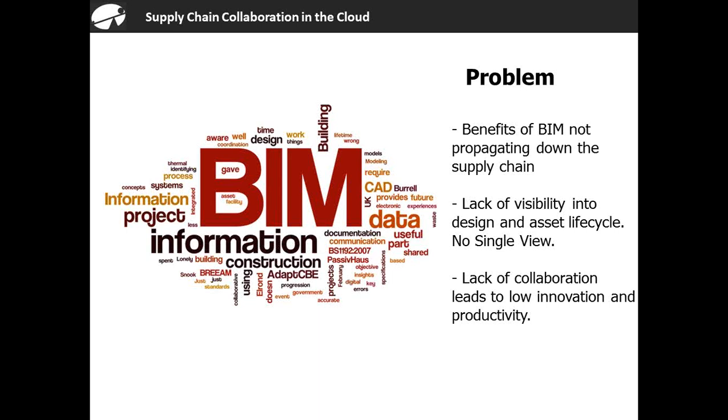Now, due to this lack of collaboration, we end up with an information gap, which essentially results in lack of visibility into the asset lifecycle. And what happens when there's low collaboration? When there's lack of collaboration, that leads to low innovation as well, because there's less sharing of ideas and then less productivity. So essentially, collaboration is the big problem that we're trying to address.